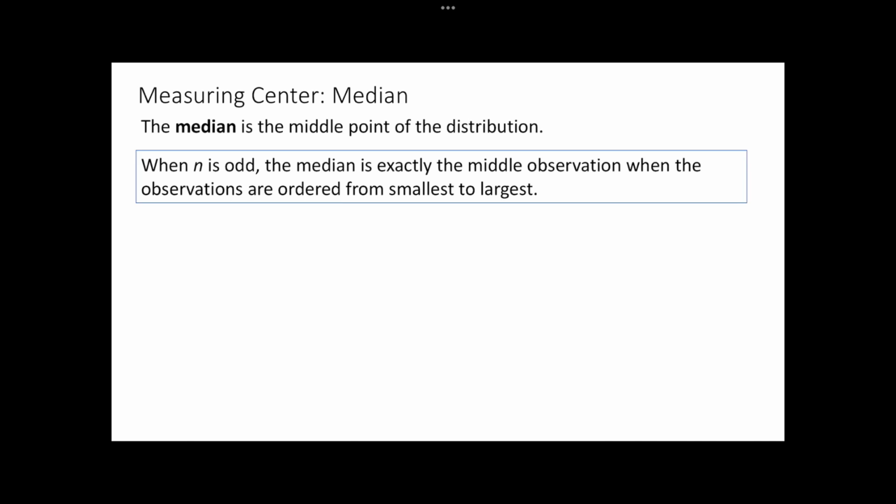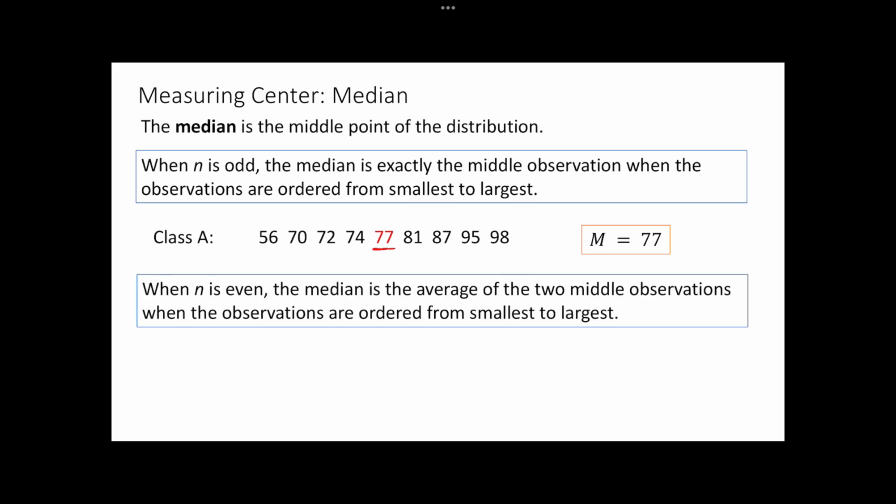The median is literally the middle point of the distribution when the elements in the distribution have been ordered from smallest to largest. If n is odd, where n is the number of observations, then your median really is exactly that middle observation. So here's our example with the class grades, and I've listed those grades in order from smallest to largest. The median here is highlighted in red. It's literally the middle number. You can see there are 4 numbers to the right of the median and 4 numbers to the left. Here the median is 77.